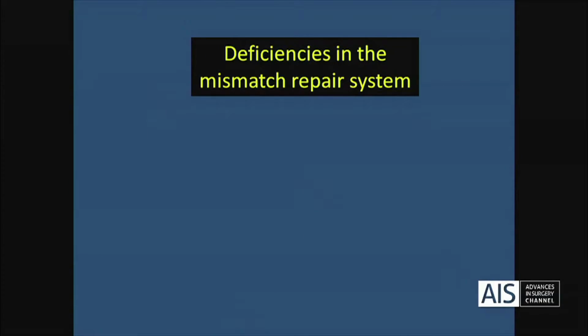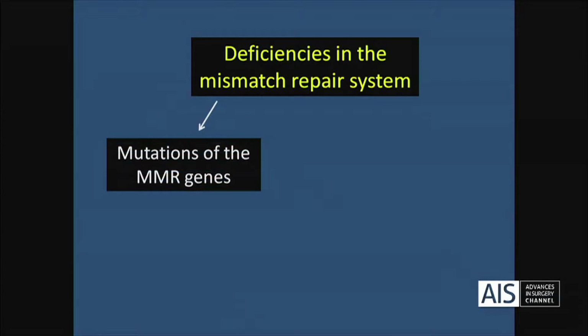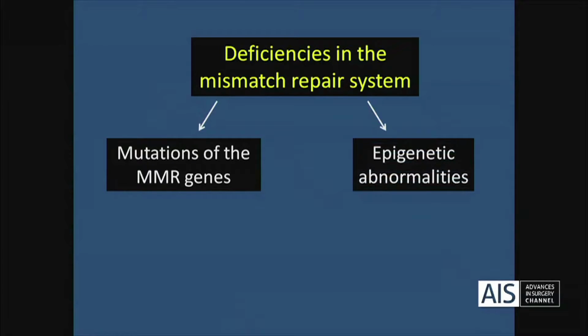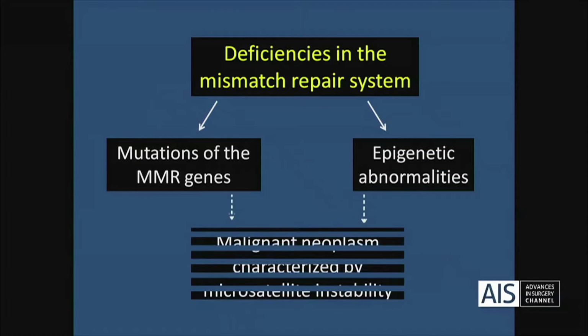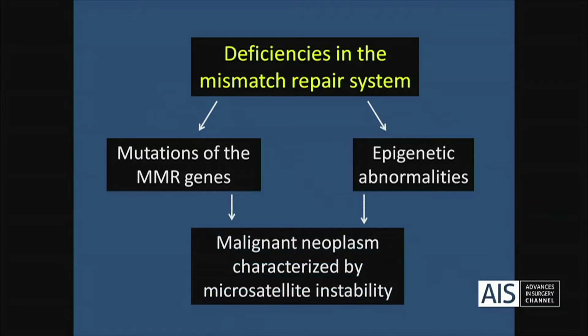Thank you. So anytime that we have deficiencies in the mismatch repair system, it could be related to two possible causes. One is the presence of mutations in the mismatch repair genes that code for those proteins that I just talked about. Or it could also be the result not of mutations in the DNA, but of things that happen after replication has finished. And this is what we call epigenetic abnormalities.